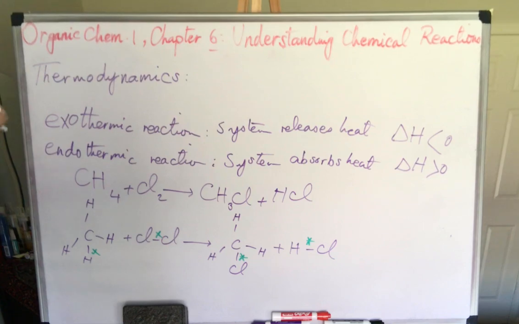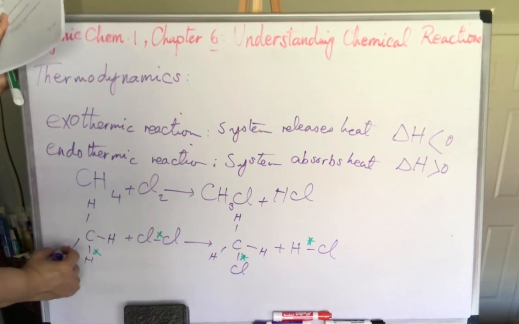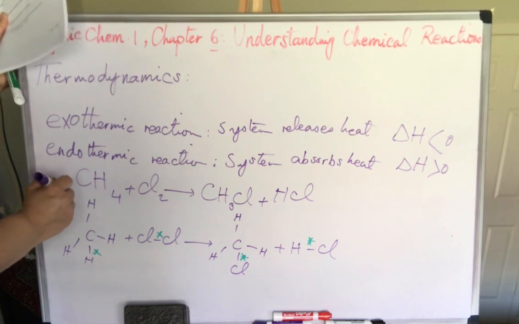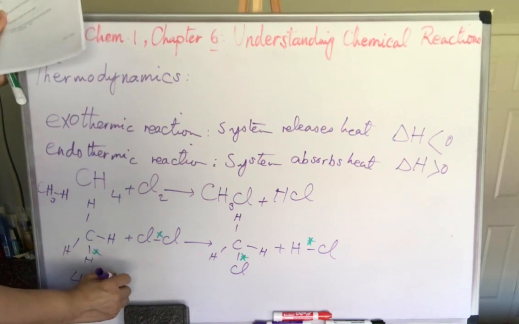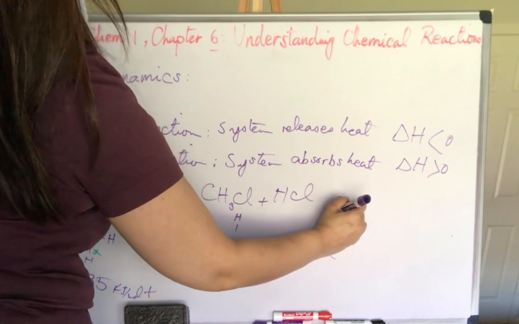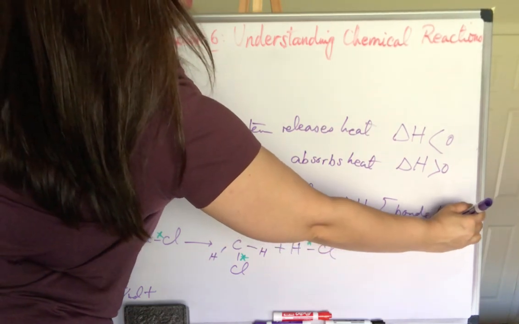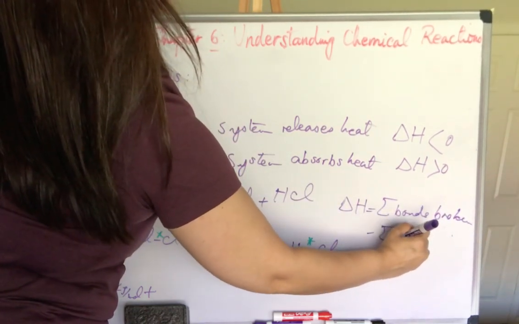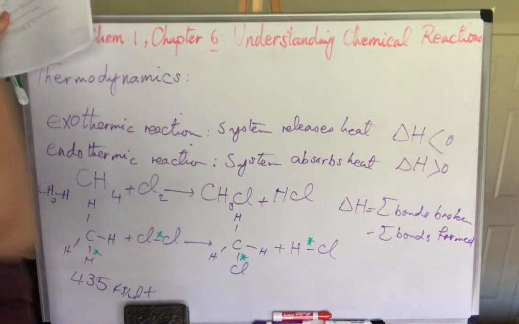So now referring to table 6.2, the bond for CH3 and H, you will see it as CH3-H. The bond is 435 kilojoules per mole. So delta H is the sum of bonds broken minus the sum of bonds formed, if you remember from general chemistry.